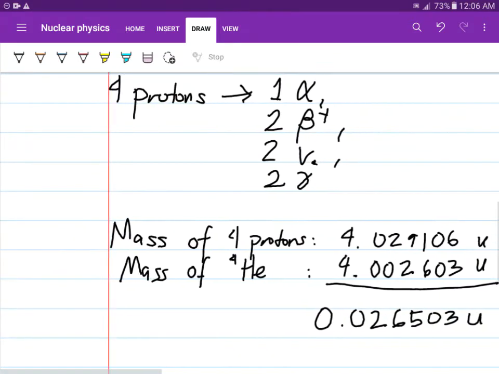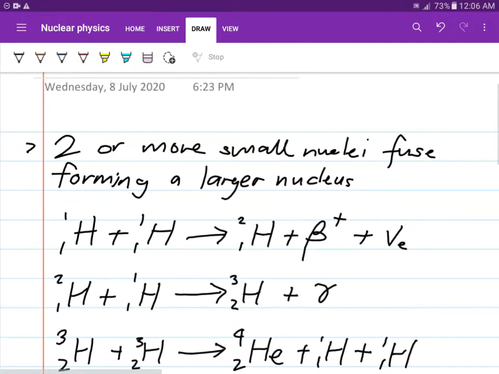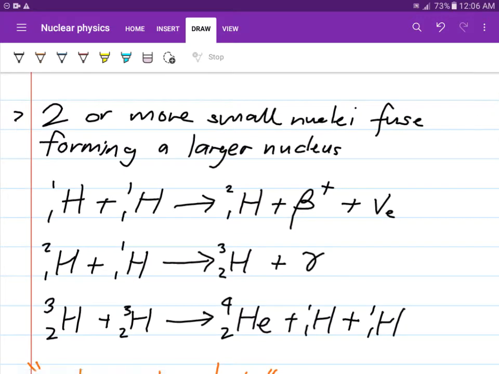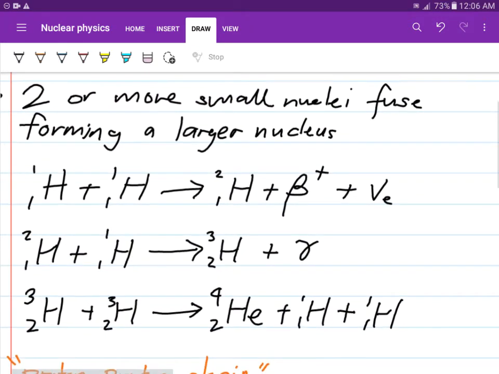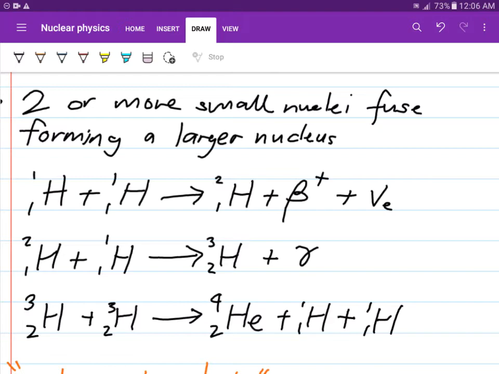So let's examine here an example of a nuclear fusion reaction. Starting with two protons or hydrogen nuclei, you fuse them together forming deuterium, so hydrogen with one neutron, and together with the product you have a positron and an electron neutrino.